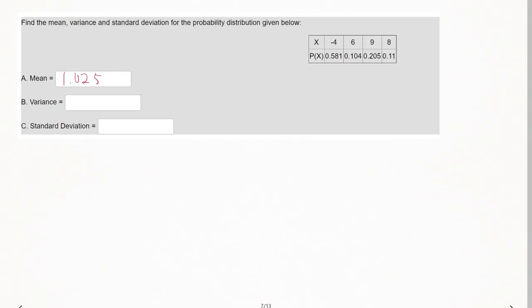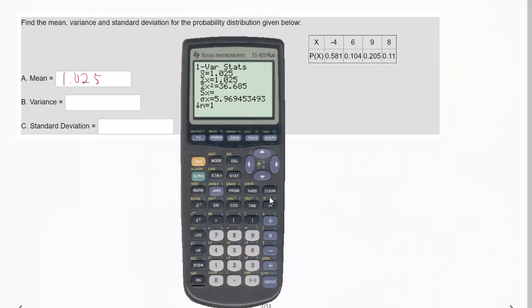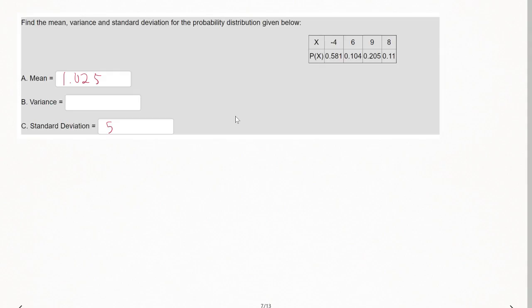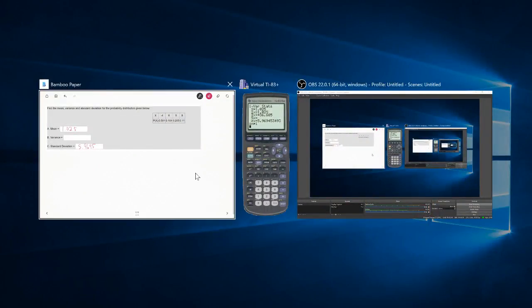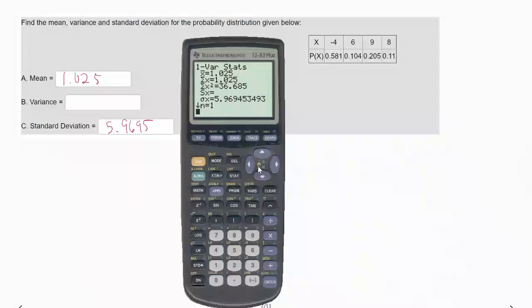Let me bring that back up. Sorry, it's going to shut down every time. Okay, and that came from, if you look right in there, that's our x bar. That's essentially our mean, even though mu sub x is technically our notation. The standard deviation is right here, the 5.9695. So I'll put that down. Okay, and we have the 1.025, and then let's see here. We talked about last time what the notations are.